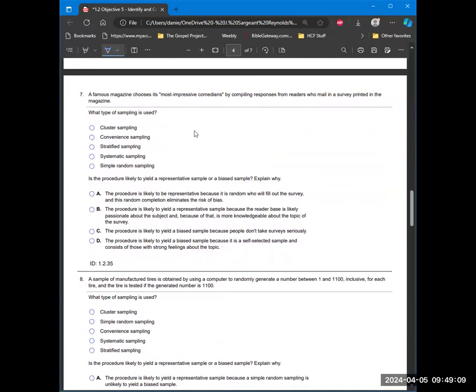A famous magazine chooses its most impressive comedians by compiling responses from readers who mail in a survey printed in the magazine. So, what type of sample is being used? This is a convenience sample. And is it likely to show bias? Yes, the procedure is likely to yield a bias sample because it is a self-selected sample, where people have to choose to respond. It consists of those with strong feelings about the topic. So that's D.